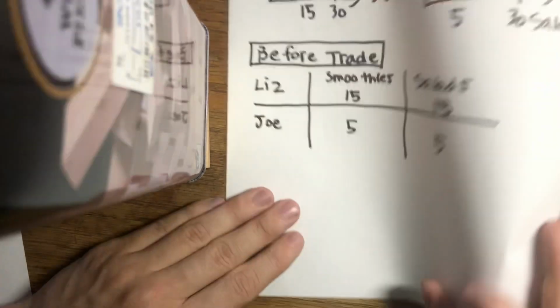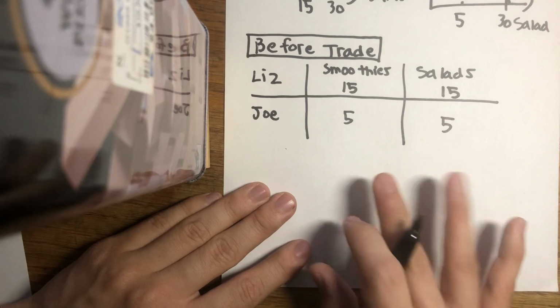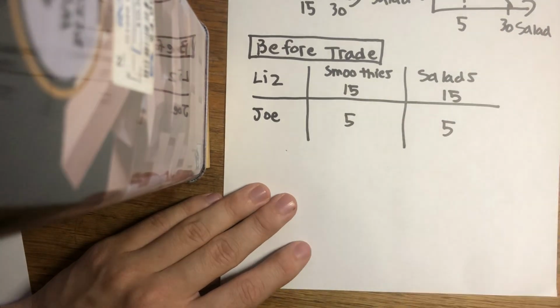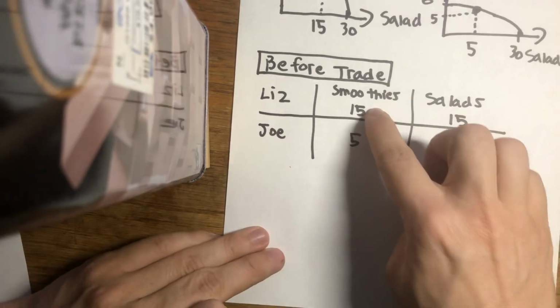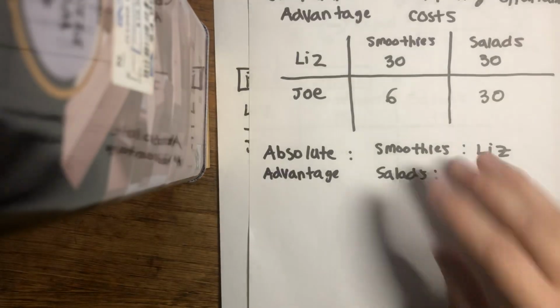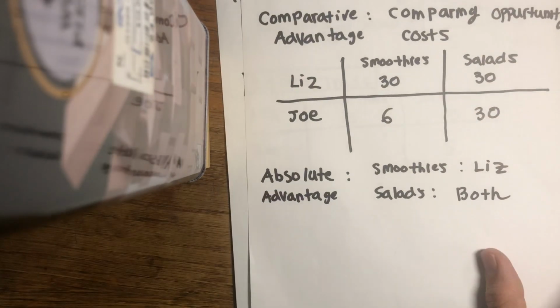Now, this is before trade. So this is the exact amount they would be producing on their own. So this is not either producing 15 or 15 in this case. This is actually them saying, okay, I'm going to produce 15 smoothies and 15 salads. Whereas in this case, this was saying what they can possibly produce, either 30 smoothies or 30 salads. So that's a main distinction I want you guys to make.